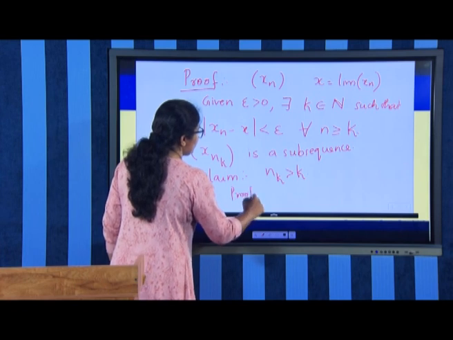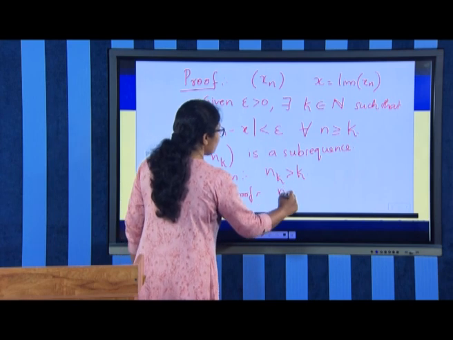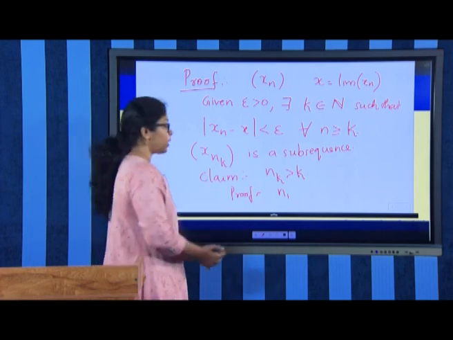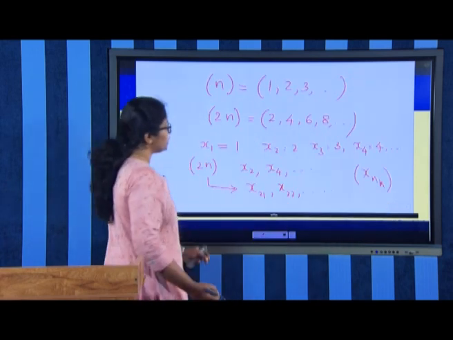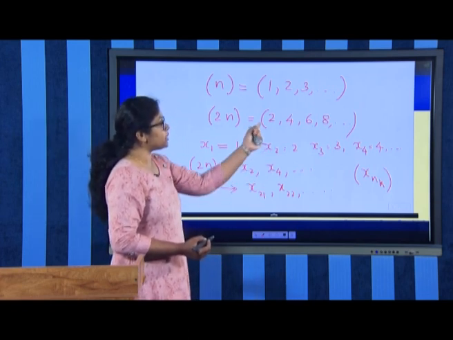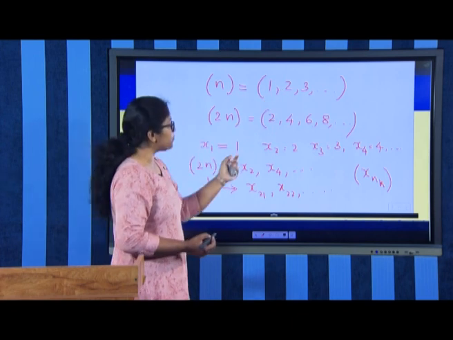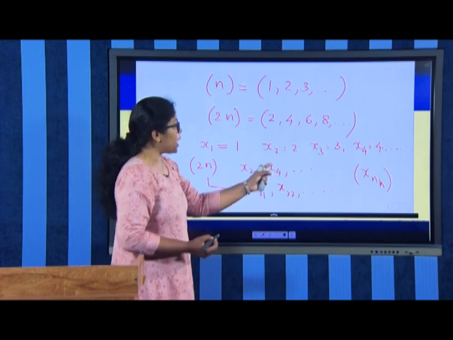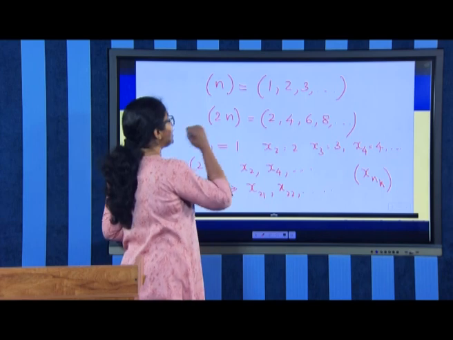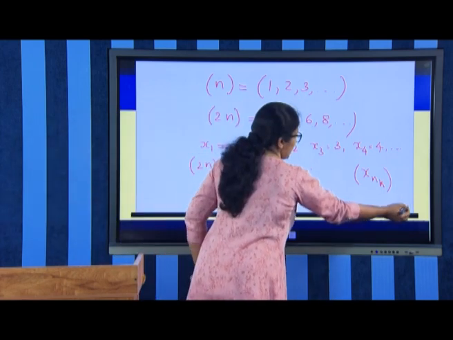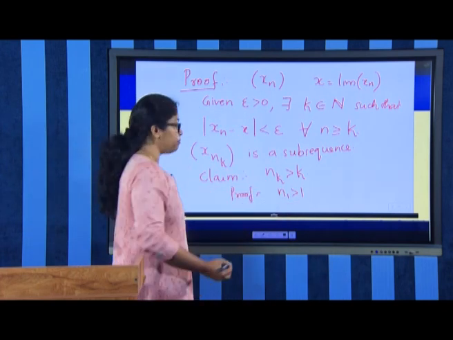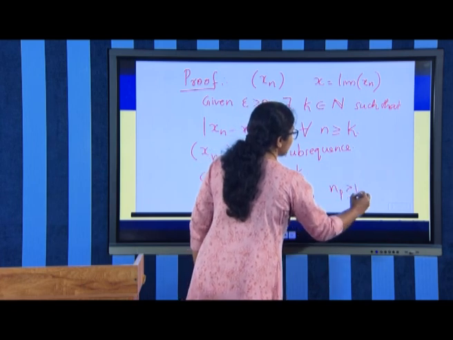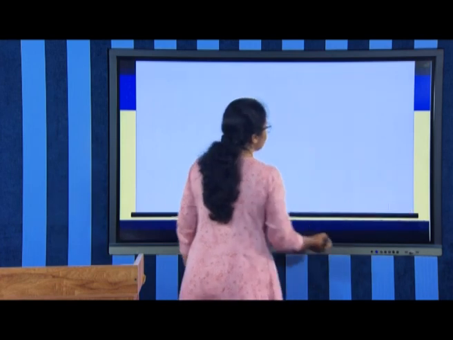The proof is obviously by mathematical induction. Suppose we have n1, we know the first suffix of the subsequence will be larger than 1. That is why we have stated this example, because we have taken the suffix to be 2. So x2 is the second element in the original sequence, and that is the first element of the subsequence. So 2 is the suffix corresponding to n1, 4 is the suffix corresponding to n2, and so on. So we can see that n1 is greater than 1, n2 is greater than 2, and so on. Now assume that np is greater than p. We are going to see what np plus 1 is.